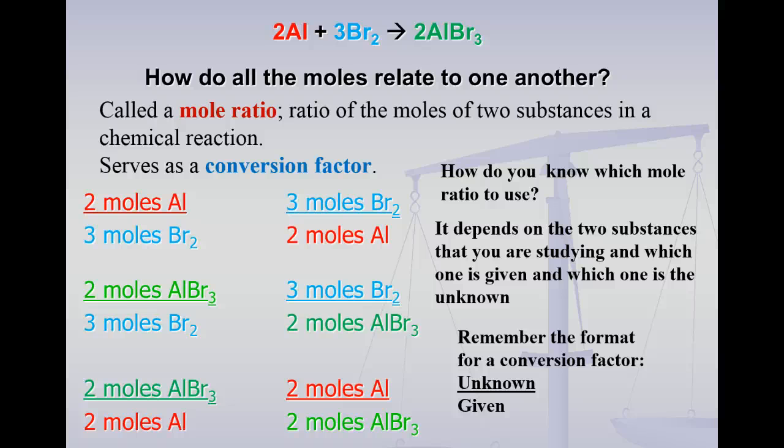Now, let's say that the unknown is bromine and the given is aluminum bromide. Out of these 6 mole ratios, which one would you use? And this is the one that I would choose because I said bromine is the unknown and aluminum bromide is the given. So that would be the mole ratio, the conversion factor, that I would use in the problem. Now, I know that this doesn't make sense right now, but when we start doing the problems, it will all start coming together for us.